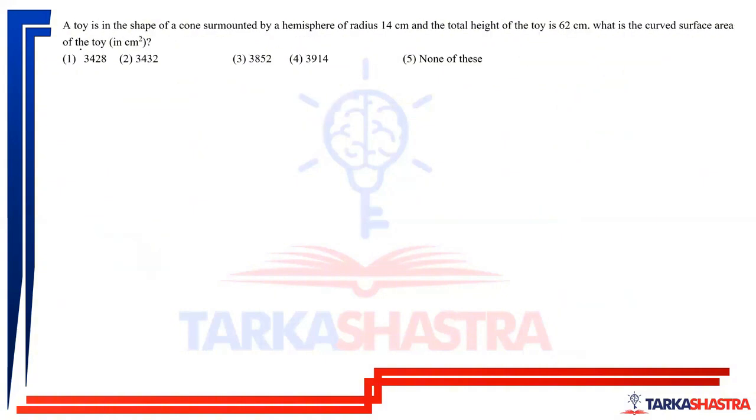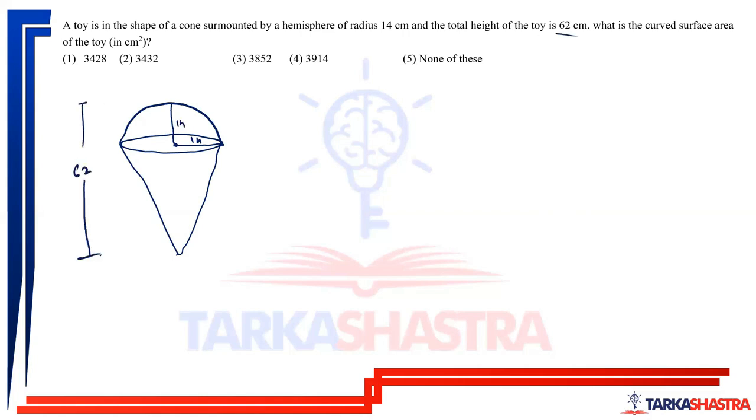Next, a toy is in the shape of a cone surmounted by a hemisphere of radius 14 centimeter. Okay, so there is a cone, and this cone is surmounted by a hemisphere of radius 14 centimeter. So this radius is 14. This radius will also be 14, no? Yes or no? Total height of the toy is 62. So total height is 62.